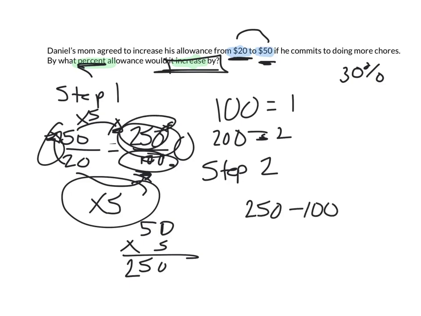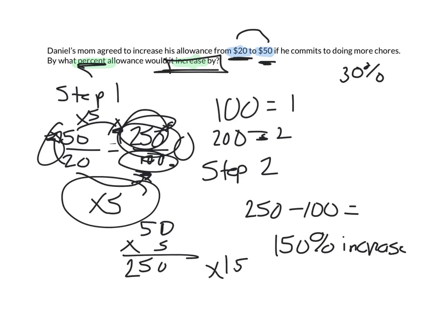Or if this number was smaller, I would subtract that from 100. So when I subtract those two, it comes out to 150. So my answer is there's a 150% increase. So what that means is that it increased by, we could say, 1.5 times. Again, we're looking for the percent.